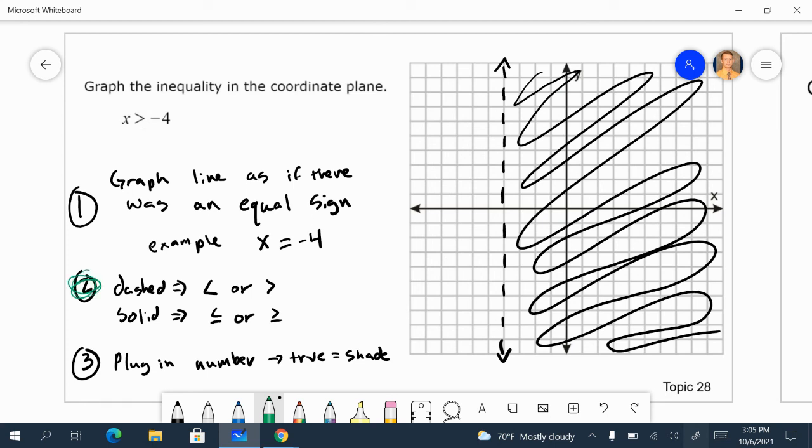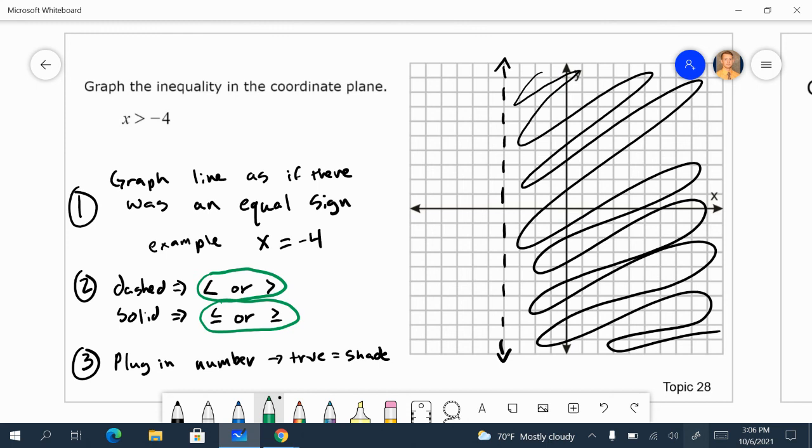That's our step number 2 here. A dashed line is what you use for inequalities without equal signs. I shouldn't have done that because now they look like equal signs. Solid lines are for the ones that do have an equal sign. So I did a dashed line here. I set the line at x equals negative 4.